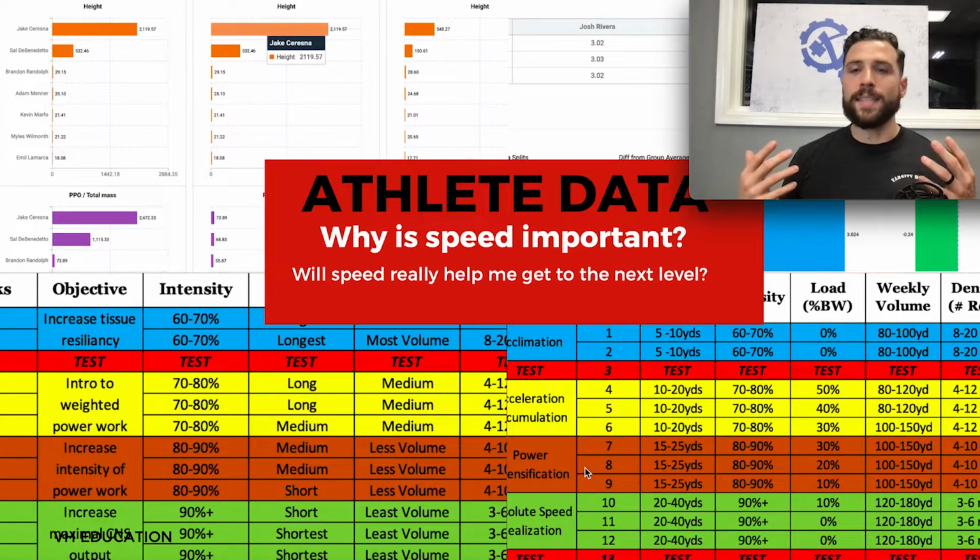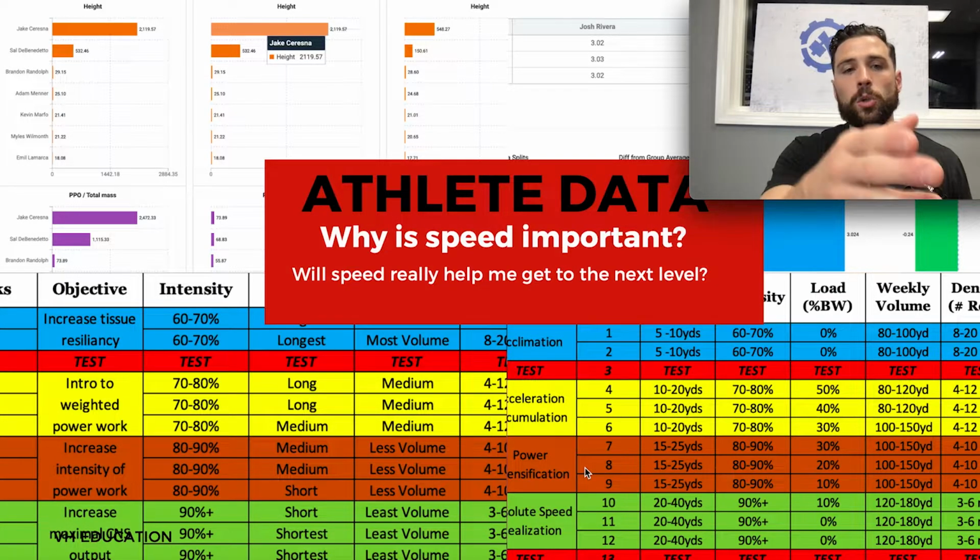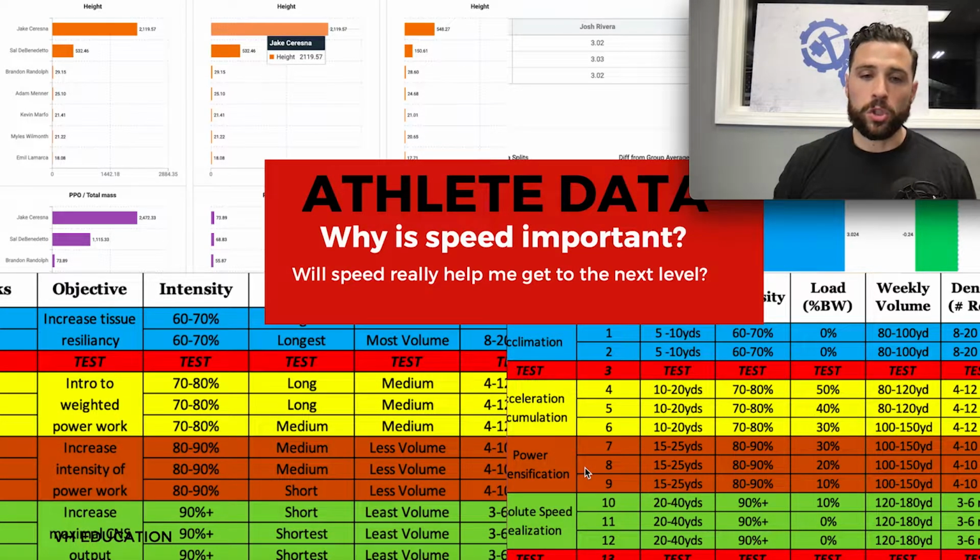When looking at the data, as I alluded to before, will speed really help me get to the next level? Will understanding the data really help me get to the next level? And behind here we have images from our Fusion Sport. In the next two, we're going to show and deep dive for you guys how this actually works and how you can begin to organize your programming with your intensities, with your loads, and with your weekly volume.